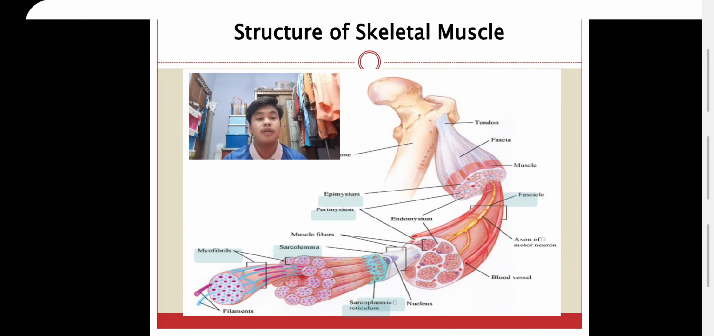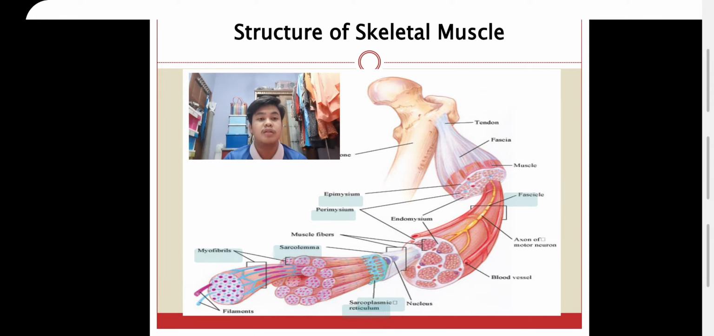fascia. Okay, what is the fascia? Fascia is a connective tissue that wraps all internal parts of the body, including the muscles. From the diagram, we can see the muscle is surrounded by a layer called the epimysium. The epimysium is the outside layer. Okay, then we go to the fascicles.